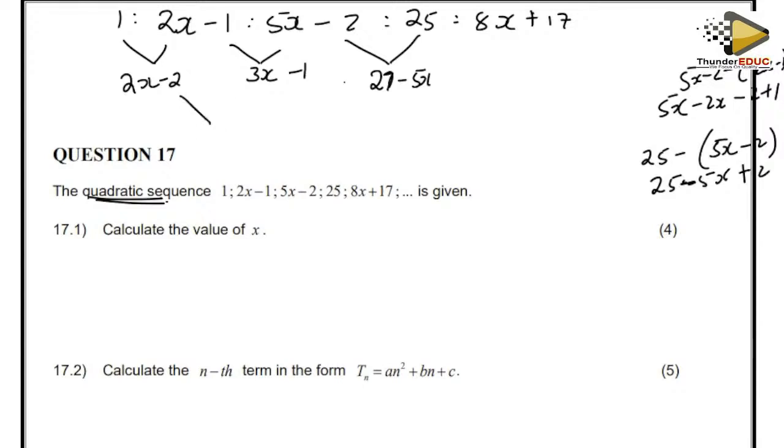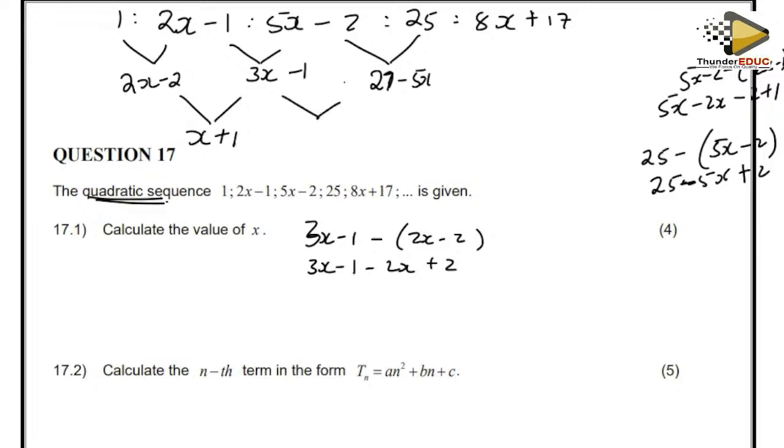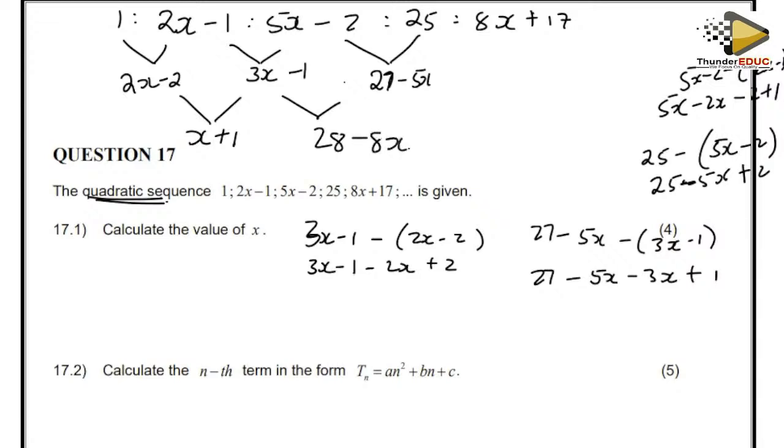Then for me to get the second differences, I have 3x minus 1 minus the 2x minus 2. So I'll say 3x minus 1 minus 2x plus a 2. So that gives me x plus 1. When I do the same here, 27 minus 5x minus 3x minus 1, that's going to be 27 minus 5x minus 3x plus a 1. So that gives me 28 minus 8x.